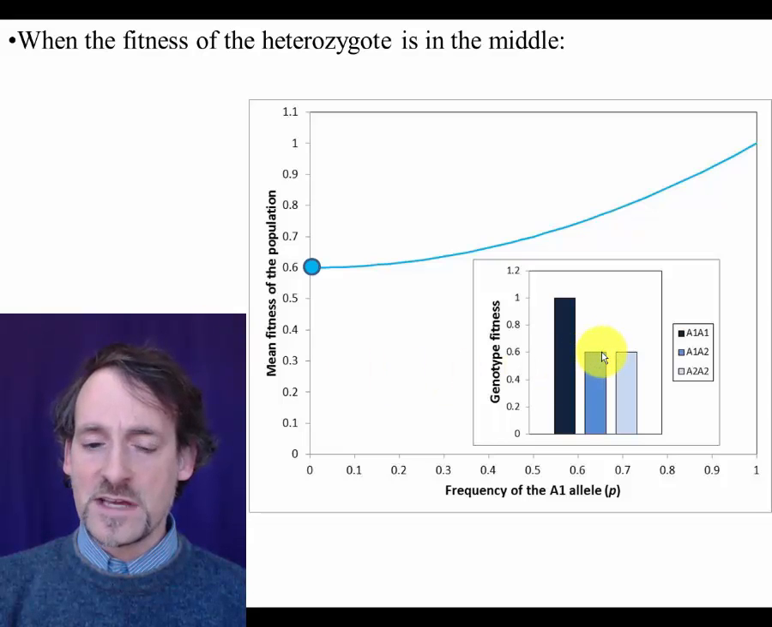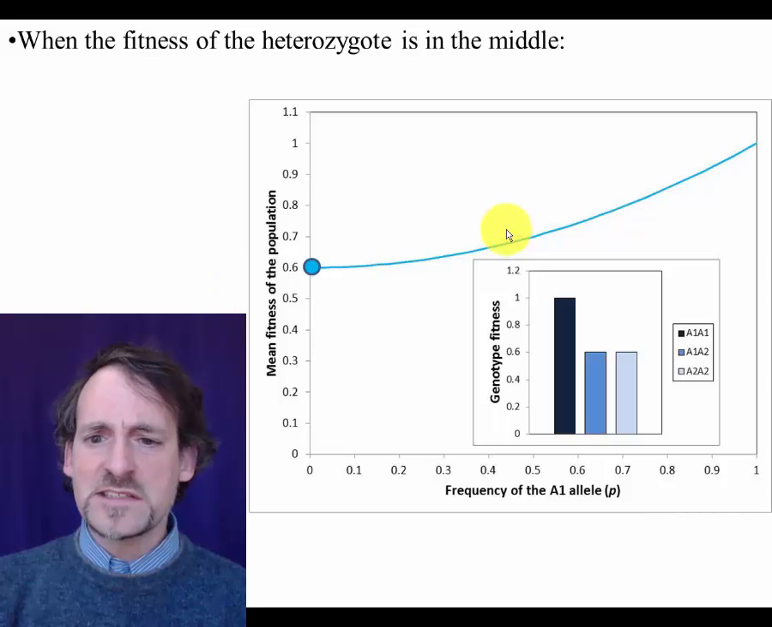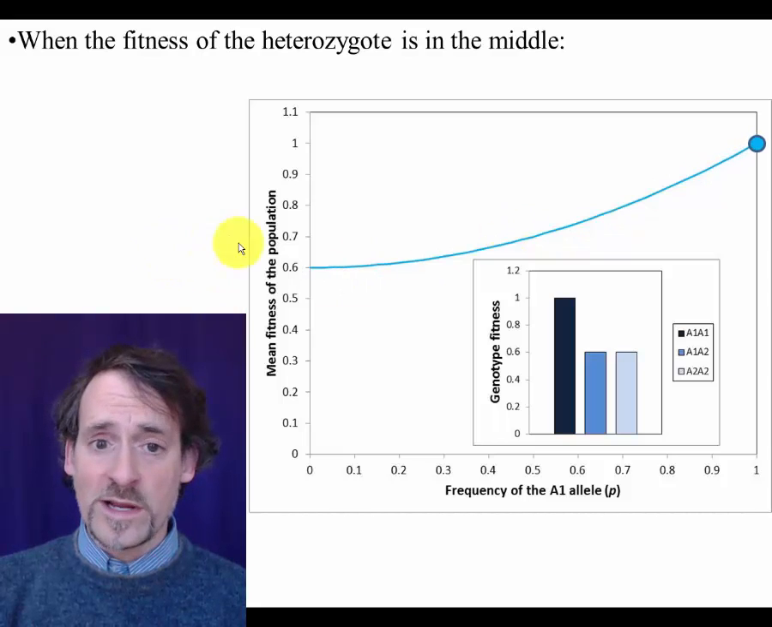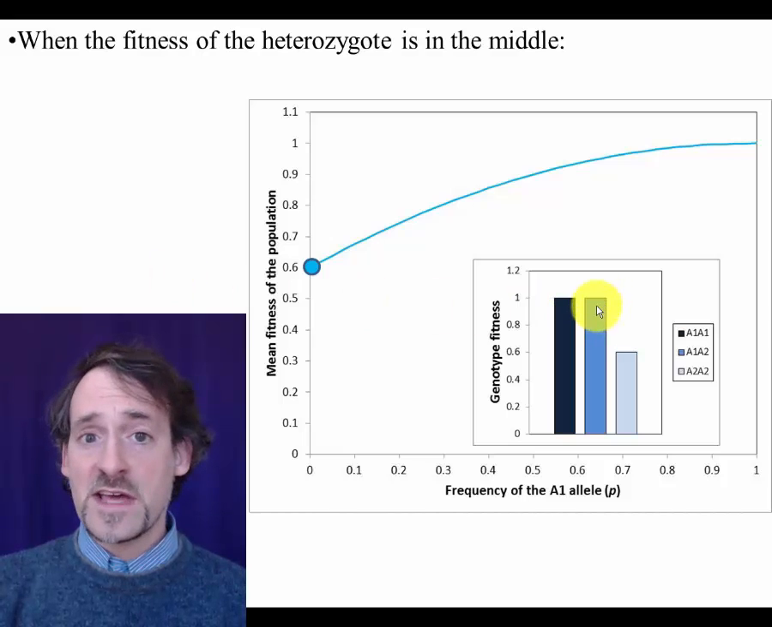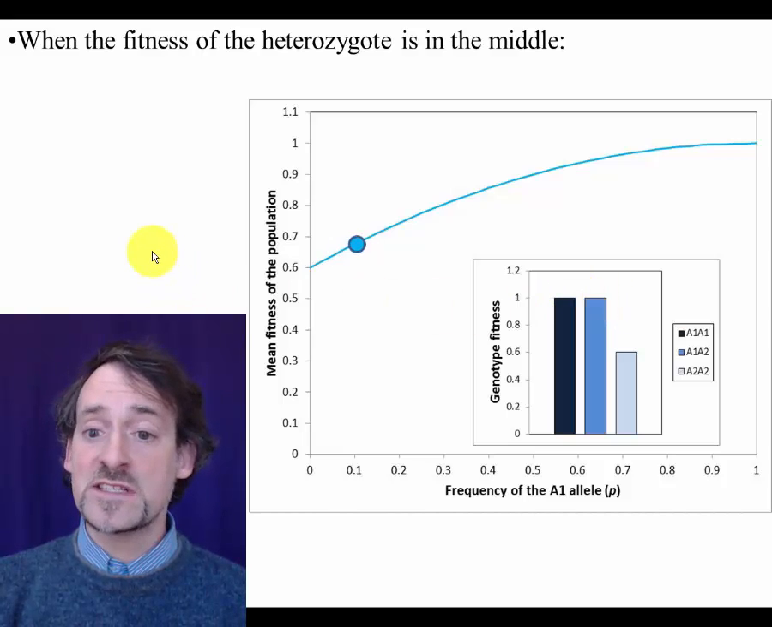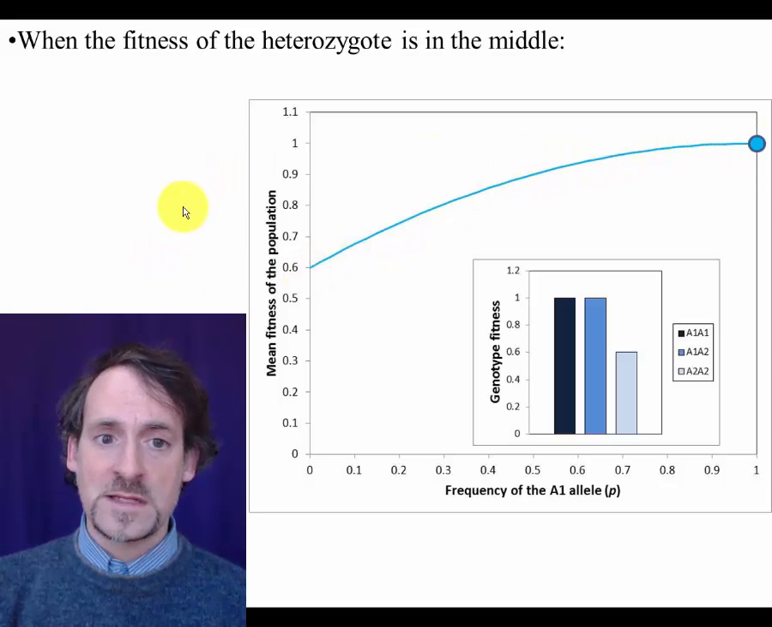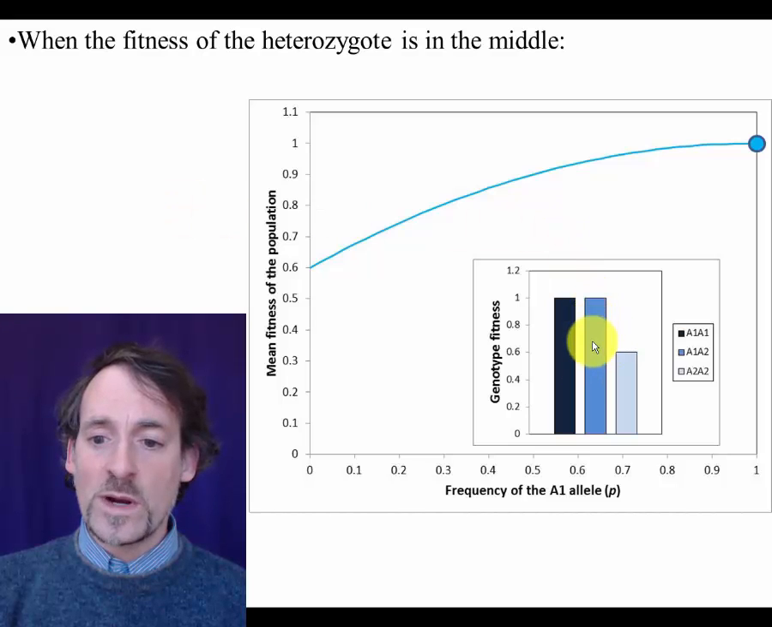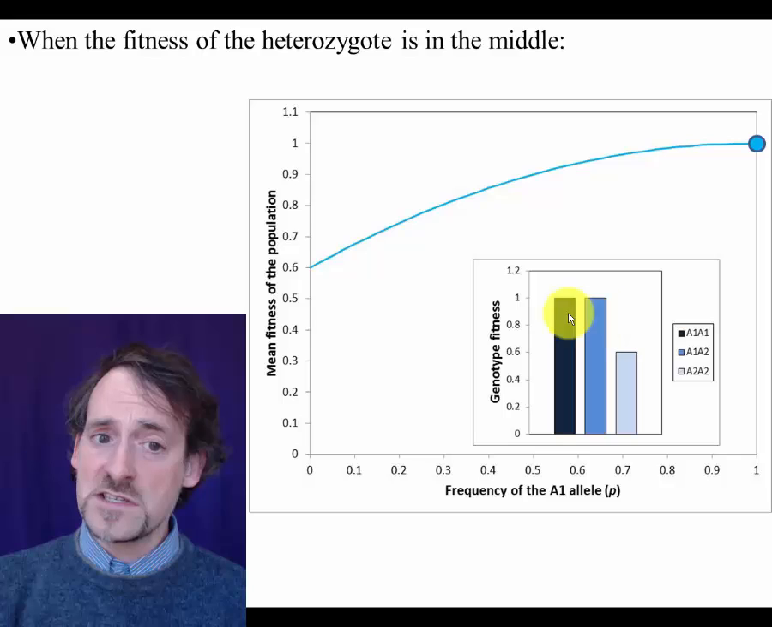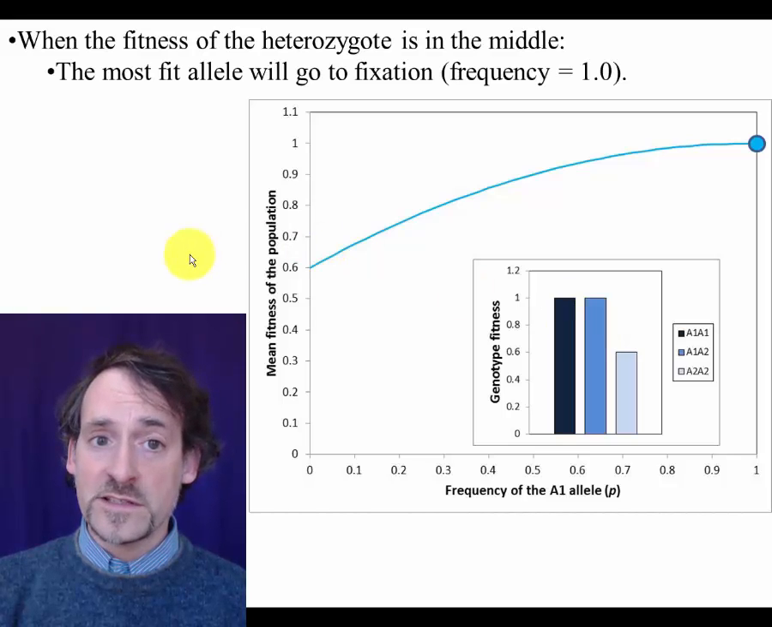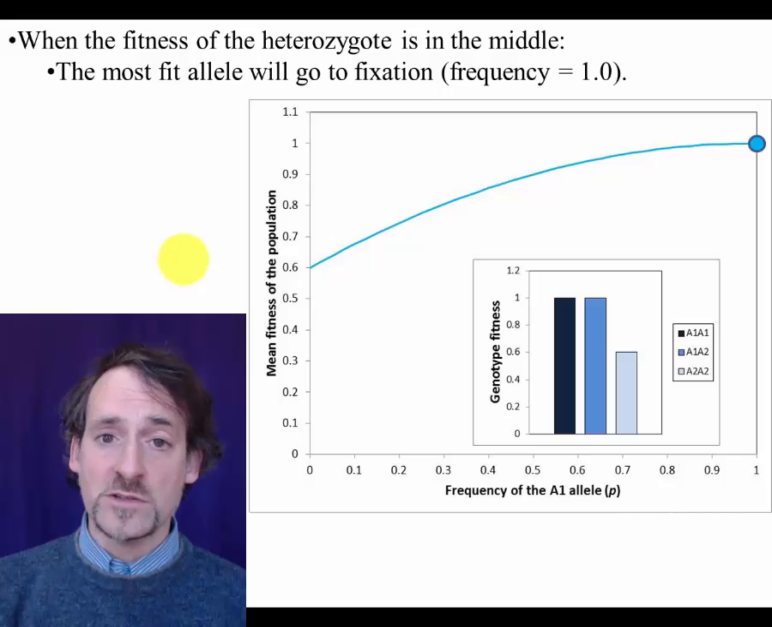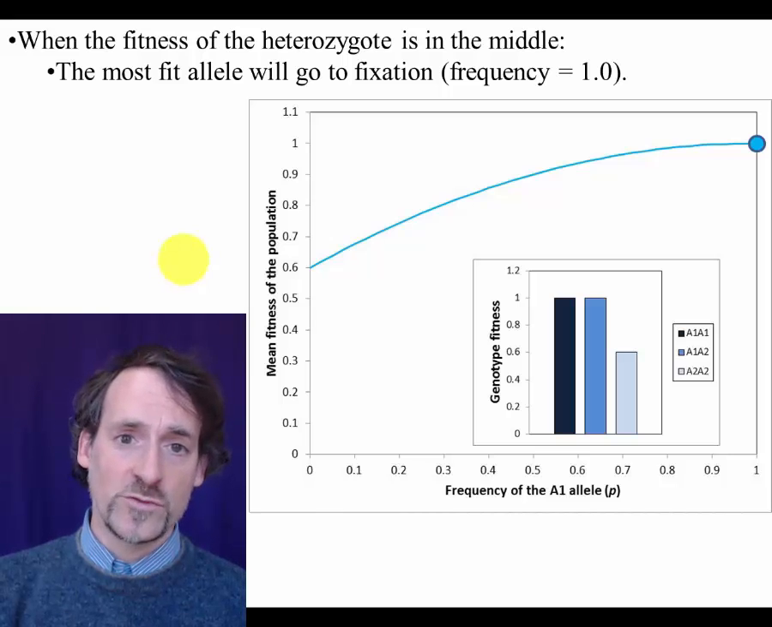If the fitness of the heterozygote is down here, this line is kind of bowed, but it's still always going to slope upwards as you go from left to right, which means that the A1 allele is going to become fixed in the population. If the fitness of the heterozygote is up here, it's bowed the other way, but still it slopes uphill going from left to right. In any of these cases, no matter where the fitness of the heterozygote is, as long as it's in the middle, the A1 allele, the allele that is more fit, is going to go to fixation. That means it's going to go to a frequency of 1.0.